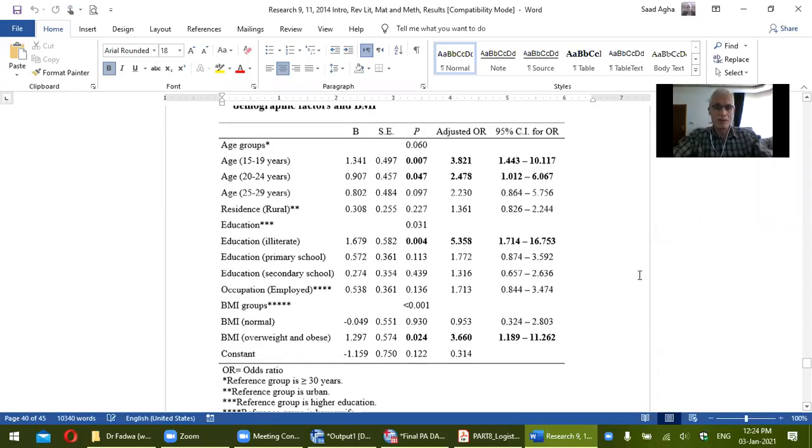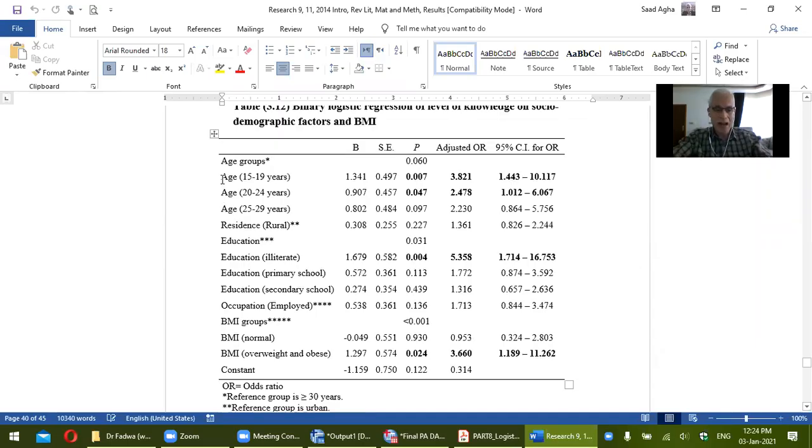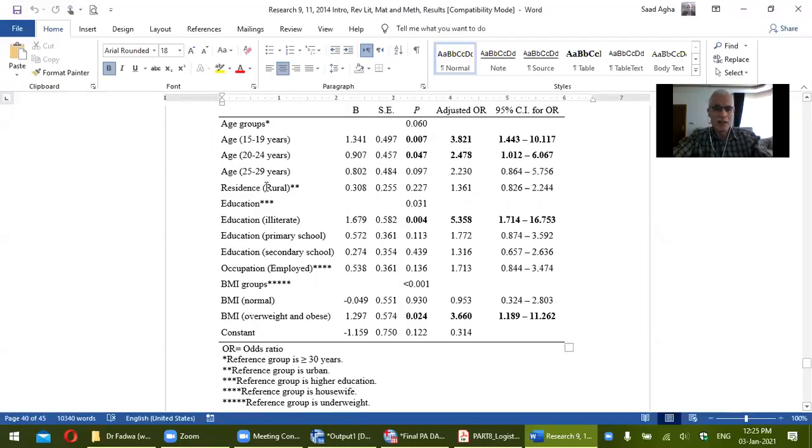For example, age was categorized, and you see that young age was significant. Young women have a lack of knowledge. So young age, from 15 to less than 25, is associated with poor knowledge of weight increase during pregnancy. Again, residency was not significant.